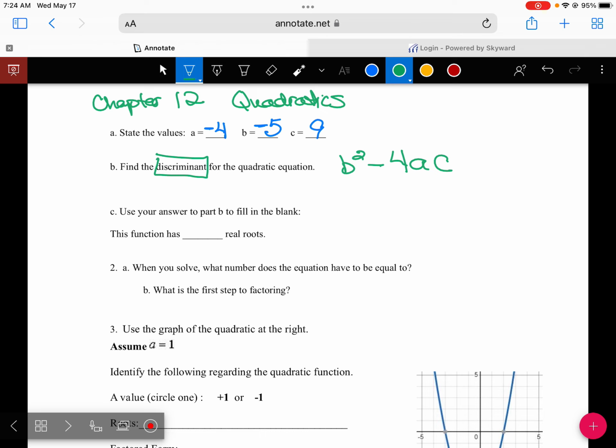So b is negative 5. So I put negative 5 squared. And if you do it on the calculator, make sure you put it in parentheses. If you don't, you're going to get the wrong answer. Right, Bjorn? Yeah. Okay. Minus 4 times my a value is negative 4. And my c value is 9.